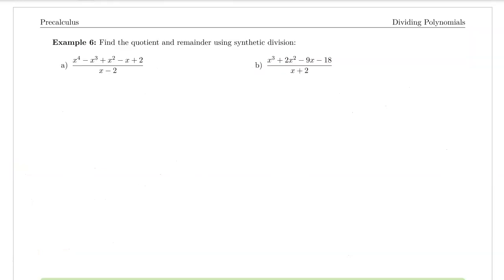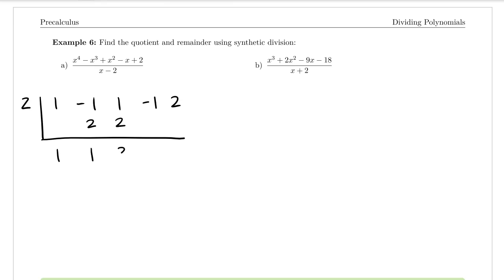In example 6, we want to find the quotient or remainder using synthetic division, just like we did in the previous example. And in these, I'm going to move a little bit quicker. Okay, so I'm going to add vertically, multiply, add vertically, multiply, add vertically, multiply, add vertically, multiply, and add vertically.